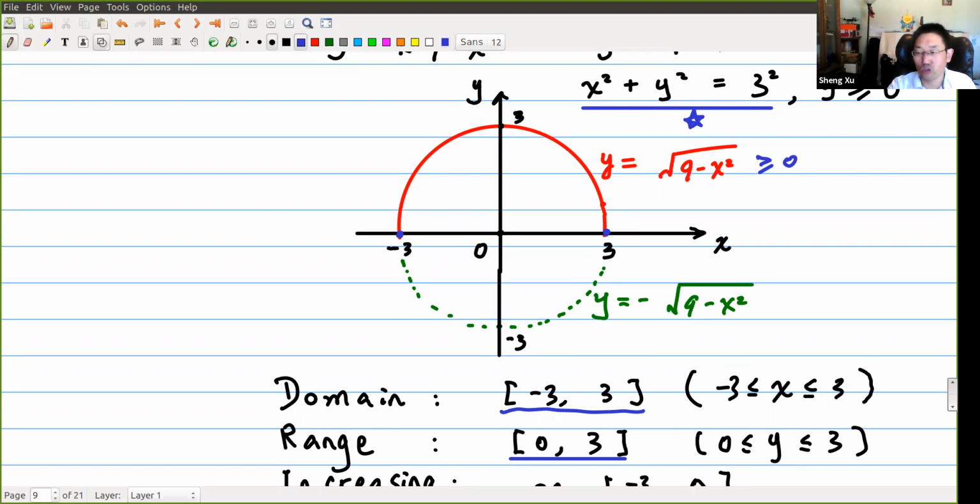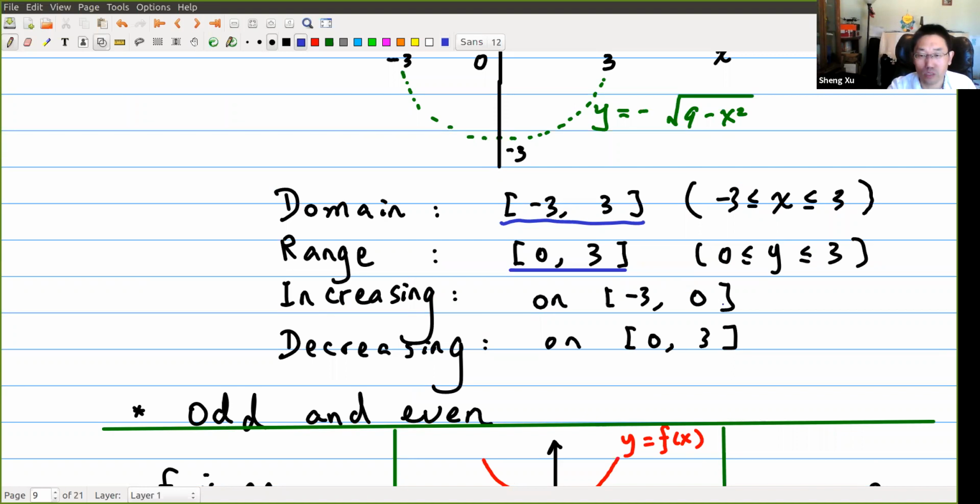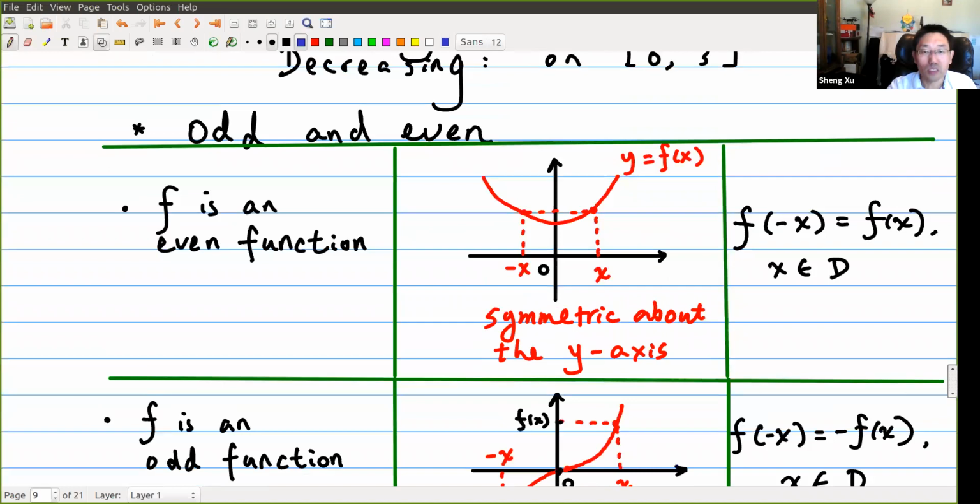And clearly you can see the function is rising when you go from left to right. Look at the graph: from left to right, it's rising from negative 3 to 0, when x is from negative 3 to 0. But then it starts falling from 0 to 3. So this function is increasing on the interval from negative 3 to 0 and decreasing from 0 to 3, including negative 3 and 0. Makes sense to you? So that's one thing we are concerned about for a function: the property of increasing or decreasing.